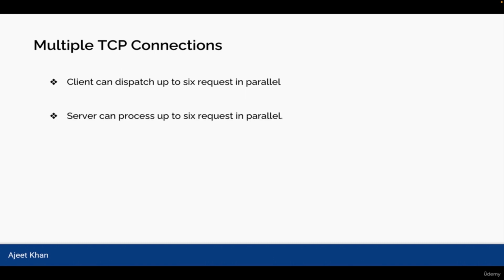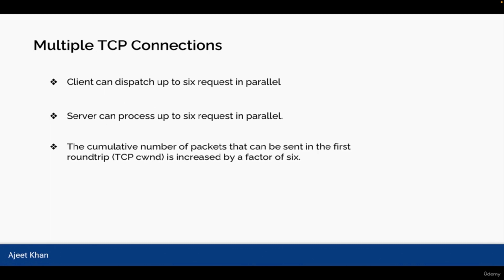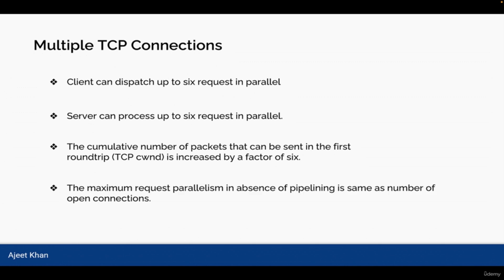Hi, in this lecture, we will talk about multiple TCP connections. The client can dispatch up to 6 requests in parallel. Server can process up to 6 requests in parallel. The cumulative number of packets that can be sent in the first round trip is increased by a factor of 6. And it is being done by CWND that we have already discussed. The maximum request parallelism in absence of pipelining is same as number of open connections.